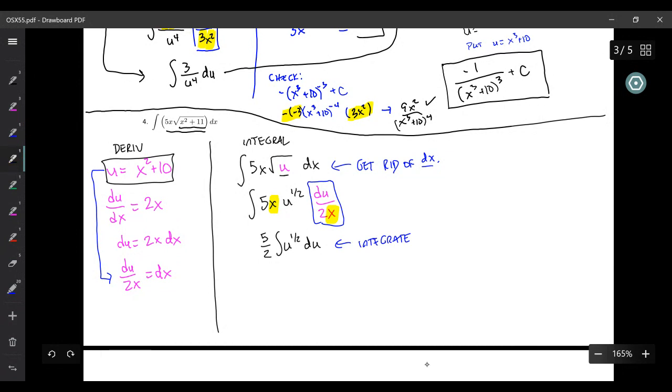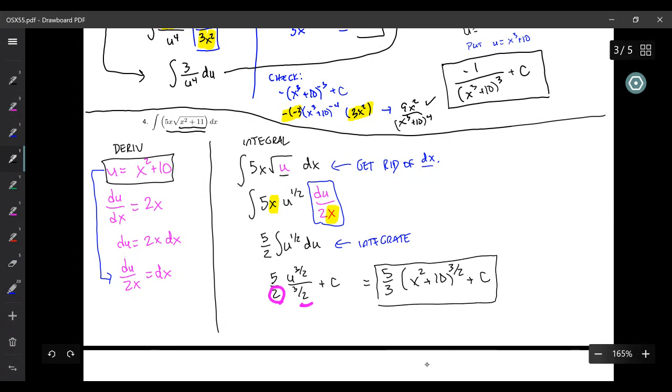Our rule here: 1/2 plus 1 is 3/2. You add 1 to 1/2, giving you 3/2, and then you divide by that exponent. So 2 times 3/2 is just 3. So you get a 5/3. Plug the u back in, and then plus a constant. So this would be your answer here.